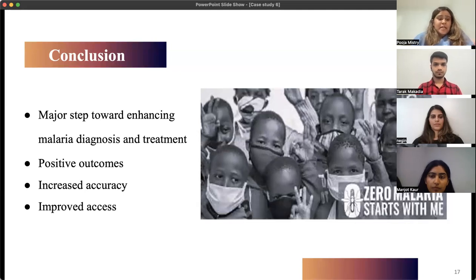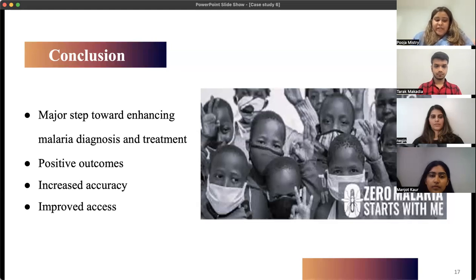The next is reduced overtreatment. RDTs have helped to cut down the overuse of anti-malarial medications. RDTs have aided in preventing medication abuse and the development of drug resistance by identifying the presence of malaria prior to starting the therapy. The next is cost effectiveness.